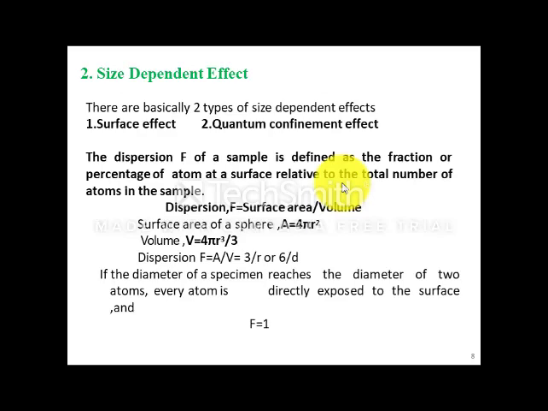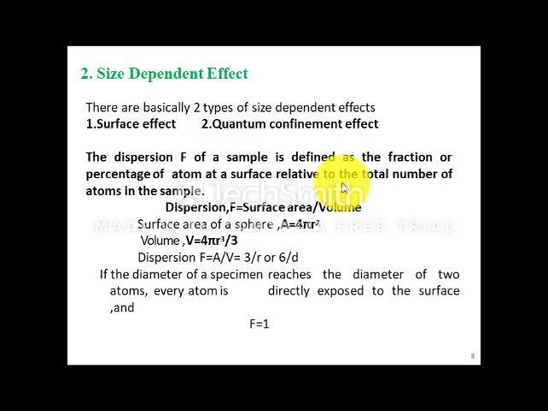Now, what happens when nanoparticles are grown, or when bulk materials are converted into nano size? This is the question. There are basically two types of size dependent effects: one is the surface effect and the second is the quantum confinement effect. These two effects are the reasons for which nanoparticles show peculiar and very enhanced properties as compared to bulk materials.